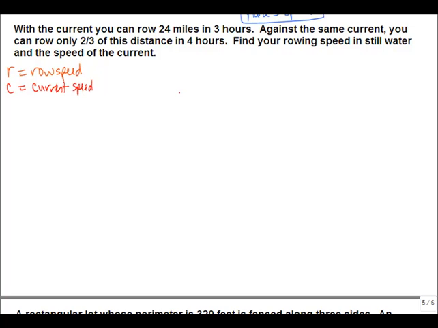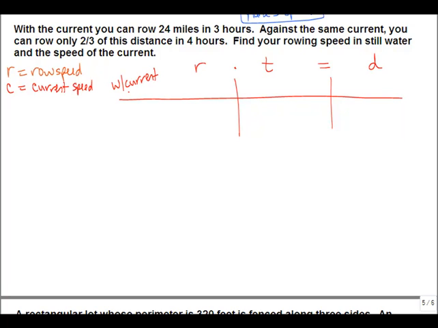So we want to start by making a chart. Usually we like to put the rates first, and then these get multiplied by our times, and that product equals our distance. So I'm going to set up a chart with 2 rows and 3 columns. In this first row, we're going to let the row represent going with the current, and in other problems you might see this described as going downstream, and then the second row is going to be going against the current or upstream.